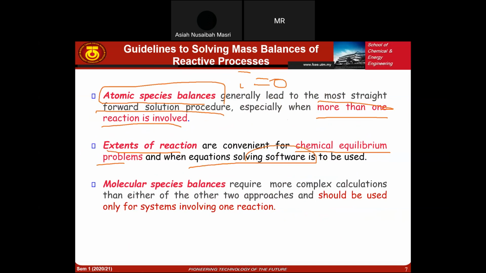So we basically will use software to help us to solve the mass balance. And thirdly, molecular species balance requires more complex calculation than either of these two approaches, and should be used only for systems involving one reaction, because this method is more complicated in terms of calculation. So if we have only one reaction, then yeah, we can try molecular species balance. But if we have more than one reaction, we better try a different approach, which is either atomic species balances or extents of reaction.